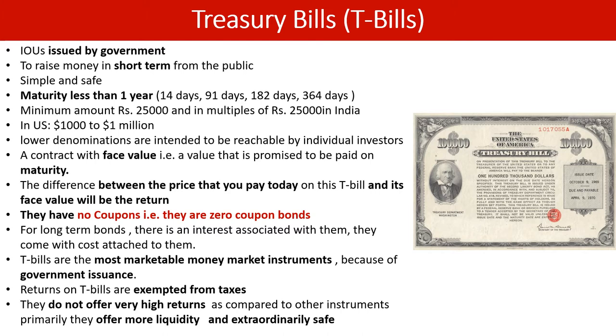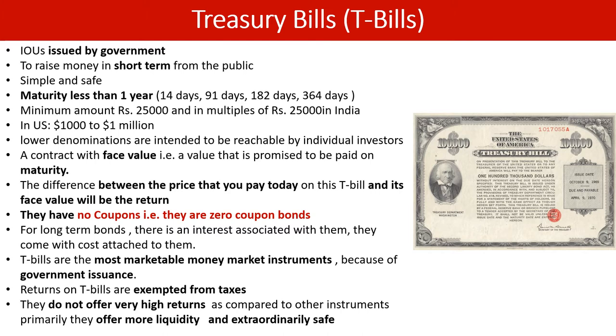So the bill holder, the one who has this instrument in hand, gets a face value of $1,000 assured when it is exchanged in the market. Now, the difference between the price that we as an investor have paid today on this bill and the face value will be the return. That differential between the price and the face value is the return, right?